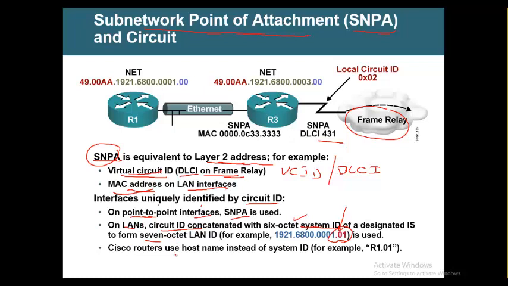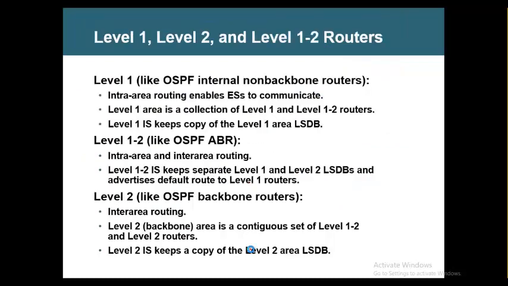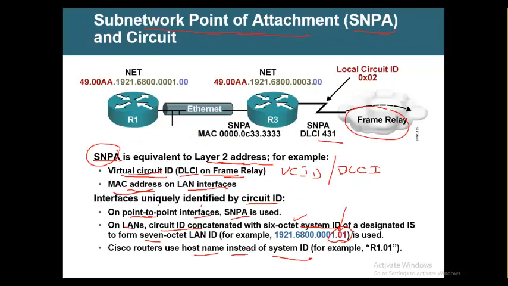Cisco routers use host name instead of system ID. In the output, I remember I showed you when I was showing neighbor, there was the router name reflecting the name of the neighbor router. If you go back to the previous class video also, you can see that. Fine. So far what we saw is about the NSAP address or the NET address.